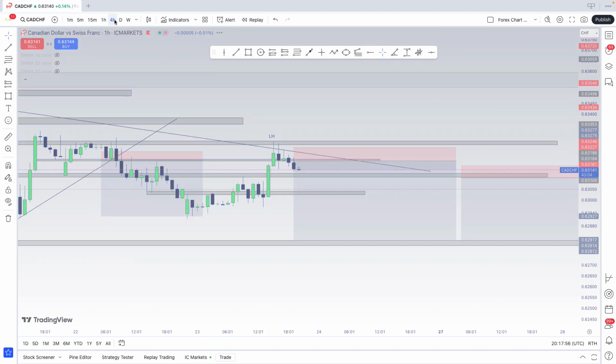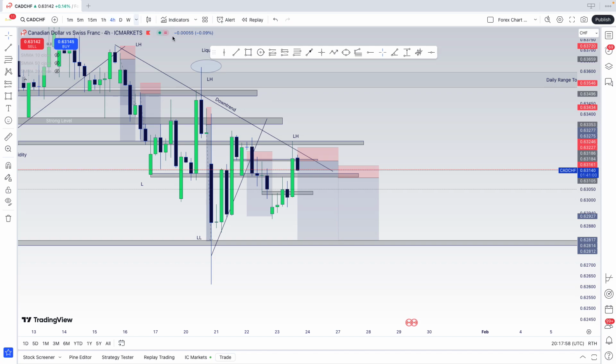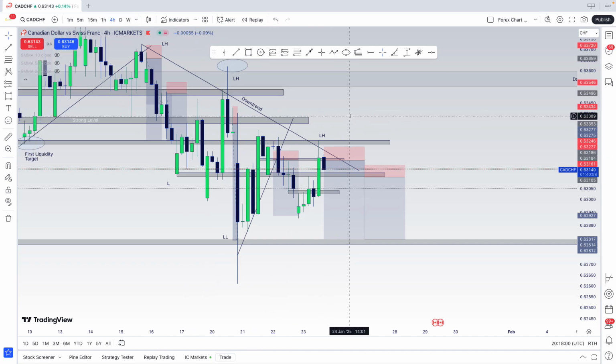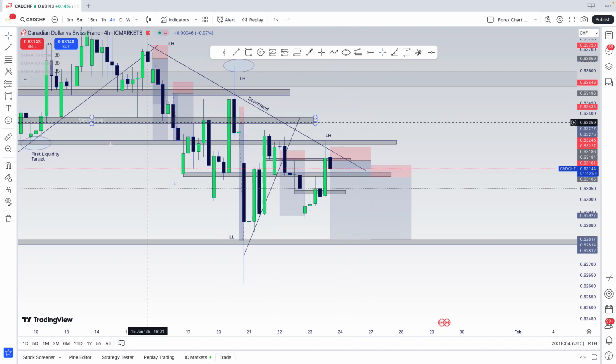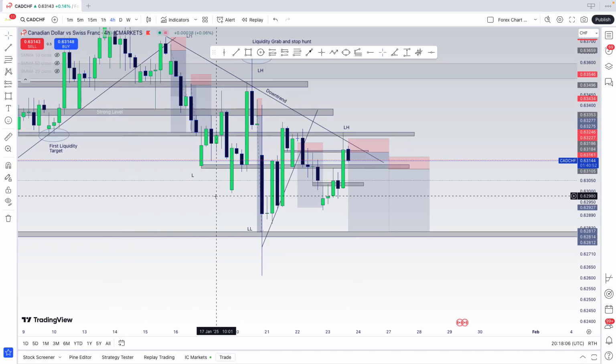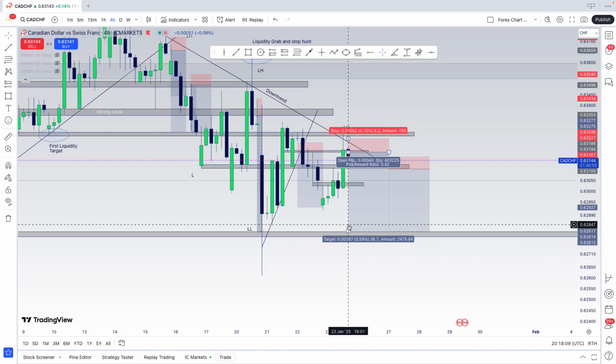So we've got a few different strategies, and really all we're doing is trading the price action on the higher time frames for this, and just being able to get in and out of the market.